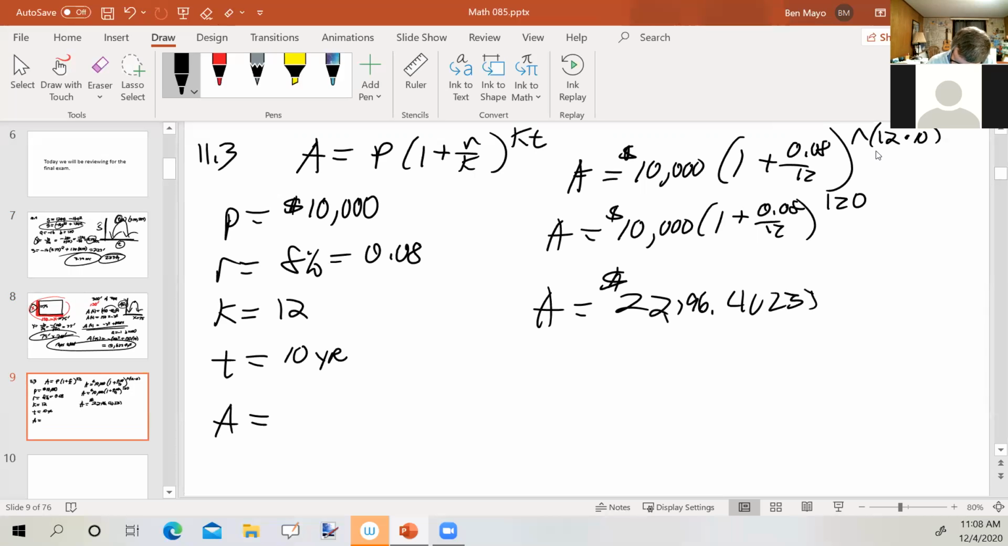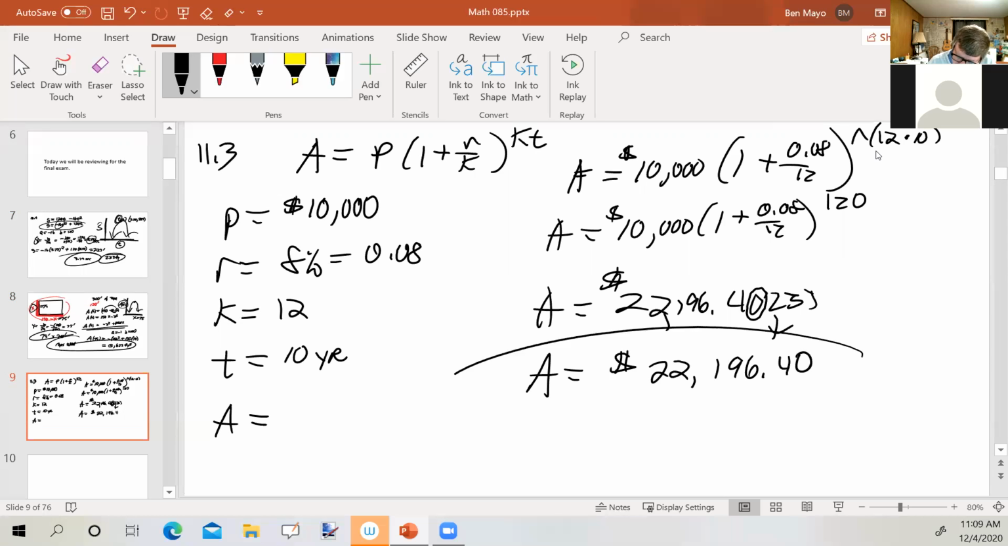And I get 22196.40235. Now, since this is money, unless it tells us otherwise, we'll round off to the nearest cent, which would be there. The two would round down. So our final answer is going to be $22,196.40. Any question about that? All right.